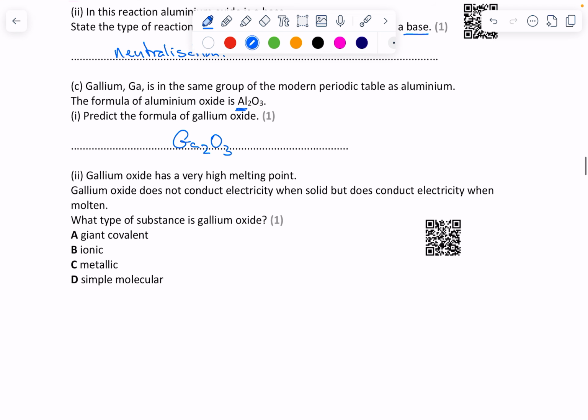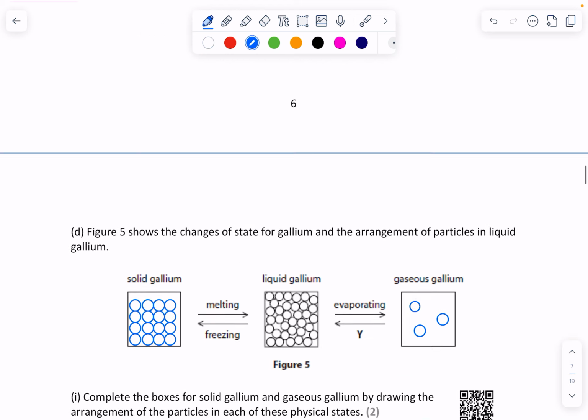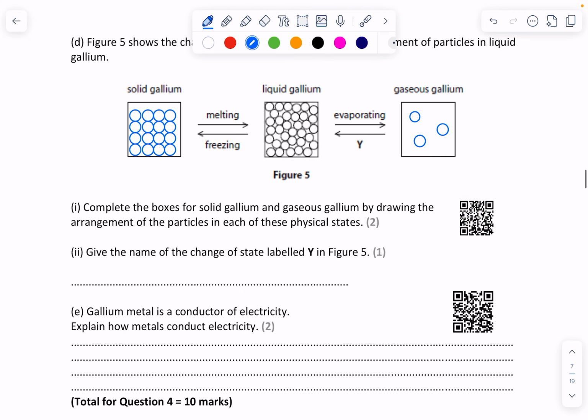Gallium oxide has a very high melting point, and does not conduct when solid, but does conduct when molten. What type of substance is it? So, very high melting point and not conducting when solid, but does conduct when molten. This is describing properties that fit an ionic compound.